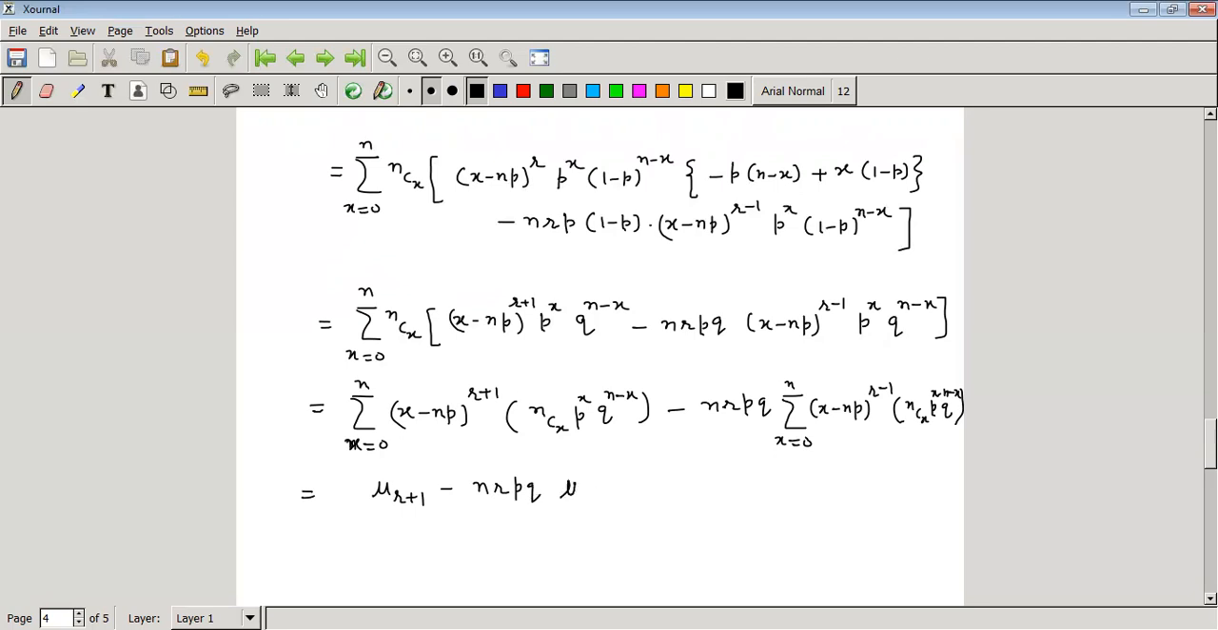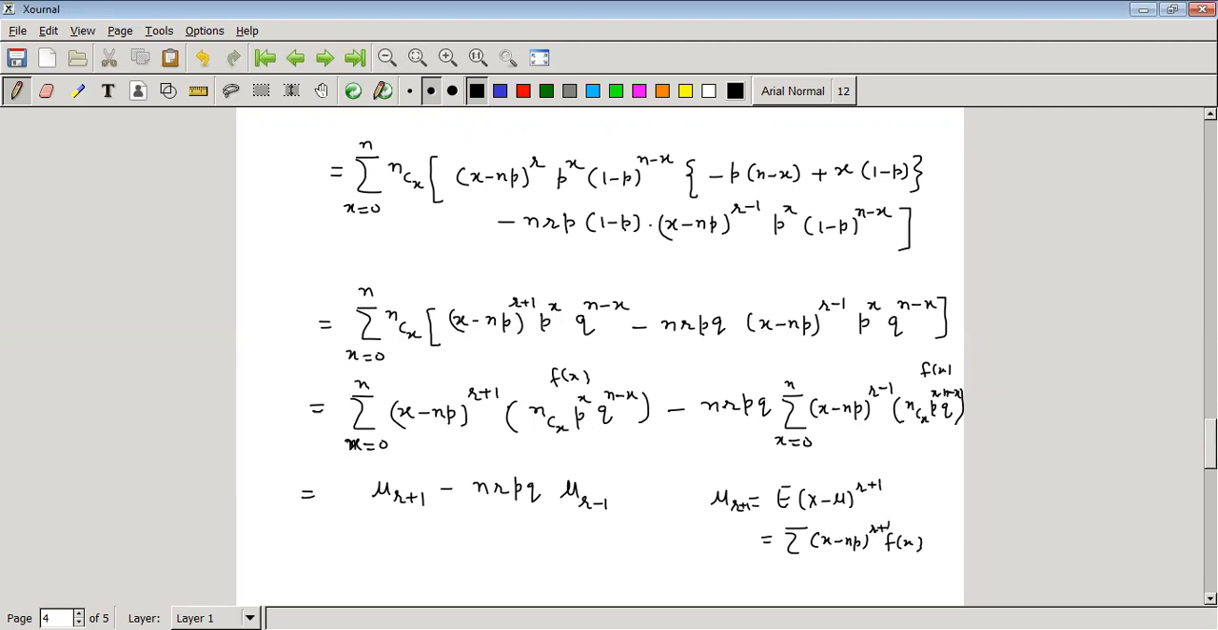So we can write this as mu r minus 1, because mu r is equal to expectation of (x minus mu) to power r, so that is equal to summation. We can write this as (x minus mu, which is equal to np) to power r into f(x). So this is our f(x). This is f(x). This is also f(x). And if we take mu r plus 1, it becomes expectation of (x minus mu) to power r plus 1.